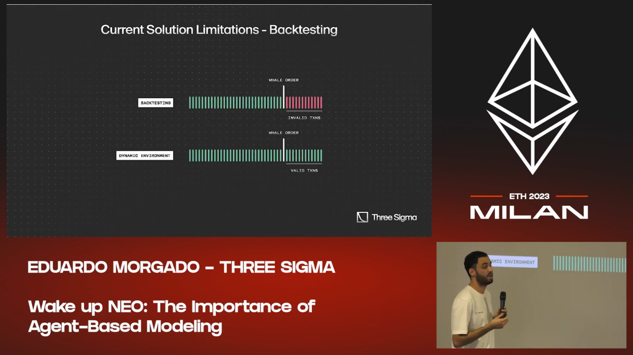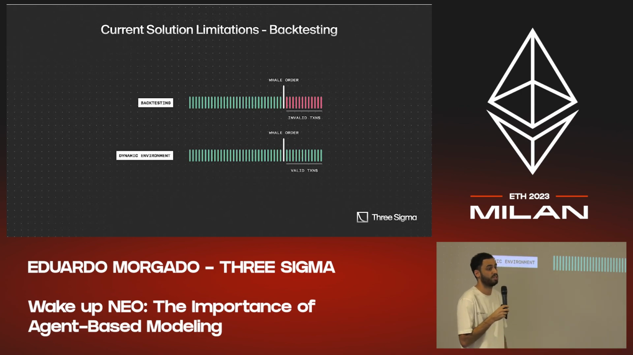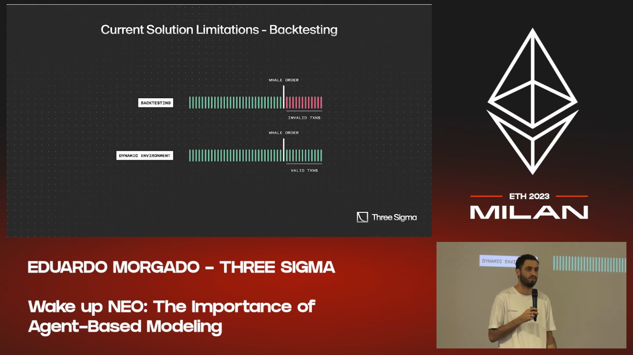So I'm just going to give a couple of examples of what we've seen small teams doing, and some of the problems specifically with backtesting, which you'll see a lot of teams doing. The way backtesting works is you pick up the transactions that have been submitted on chain, and you replay them and try to understand how your actions play out throughout time.